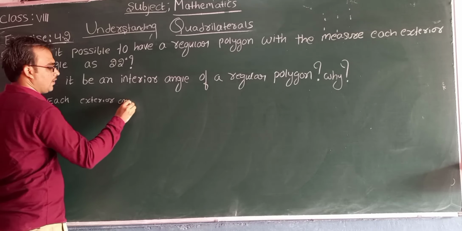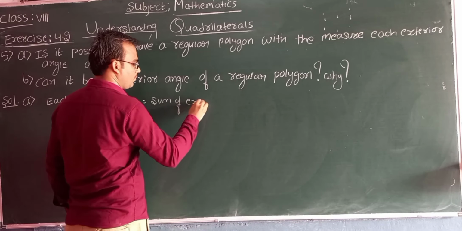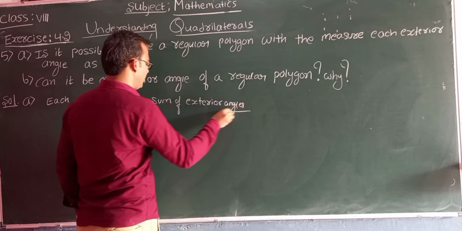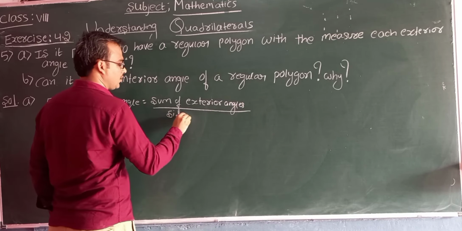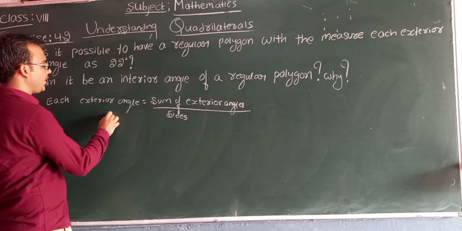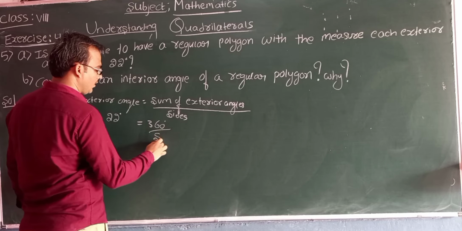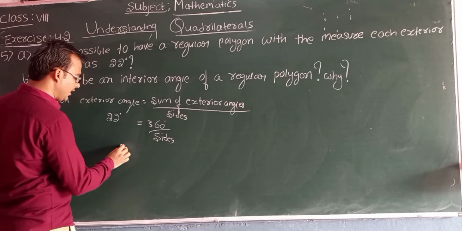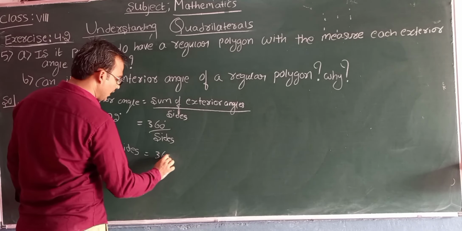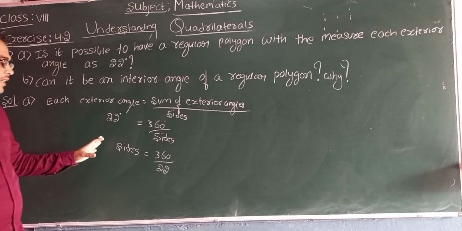Each exterior angle equals the sum of exterior angles divided by sides. Students, here they have not given the sides. So look here, you write 22 degrees and 360 degrees and sides. So bring sides here. Students, here they have not asked us to find the number of sides that a polygon is having.